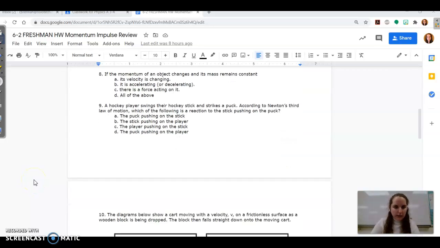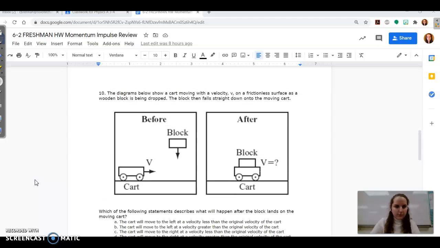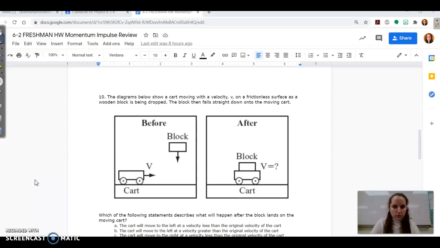A hockey player swings their hockey stick and strikes a puck. According to Newton's third law of motion, which of the following is a reaction to the stick pushing on the puck? Well, it must be that the puck is also pushing on the stick with the same amount of force in the opposite direction.